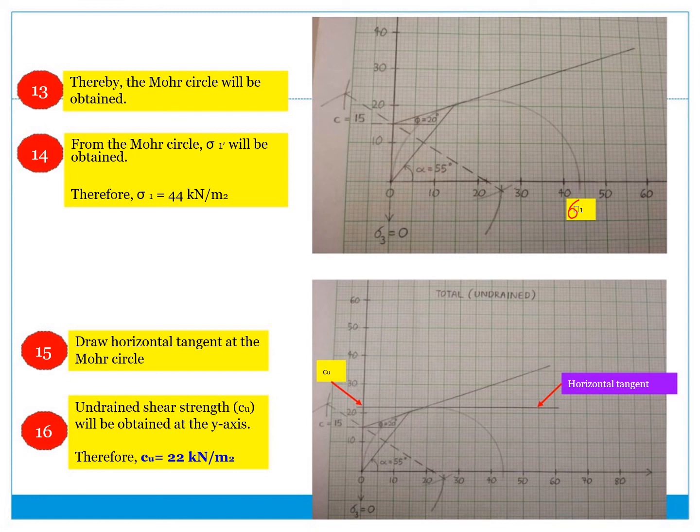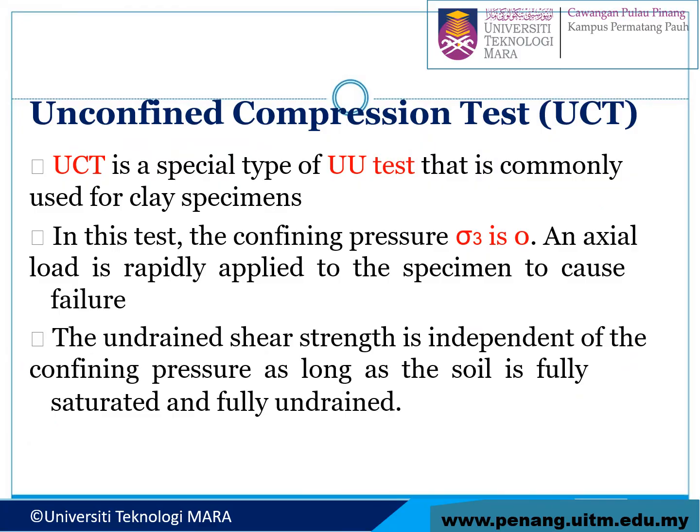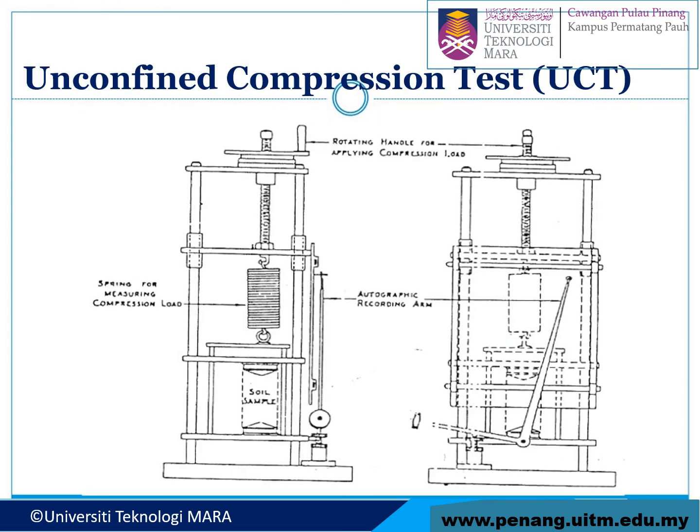That is kilonewton per meter square. UCT, unconfined compression test, is a special type of UU test commonly used for clay specimens. The surface pressure is equal to 0, and the load is rapidly applied to the specimen to cause failure. The undrained shear strength is independent of the confining pressure as long as the soil is fully saturated and fully undrained. This is the UCT apparatus.